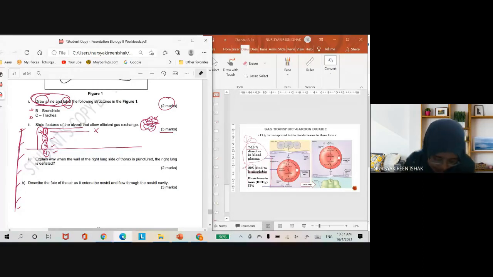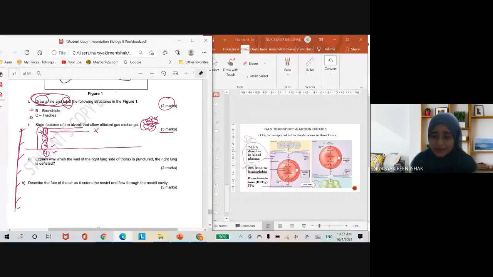Okay. Number 3, explain why when the wall of the right lung side of the thorax is punctured, bocor, the right lung is deflated. So that's why you inhale again. So when you inhale, you increase the volume inside the lung, so that the pressure inside the lung will be lower than the atmosphere. So when you breathe in, your lung expands, pressure inside the lung is lowered, so that the pressure outside is higher, so that the air can enter into your lung.